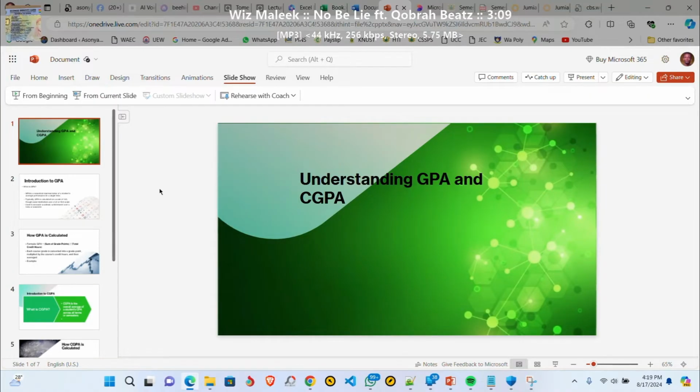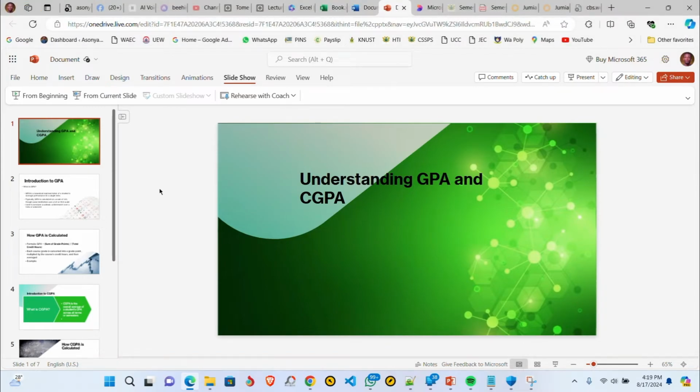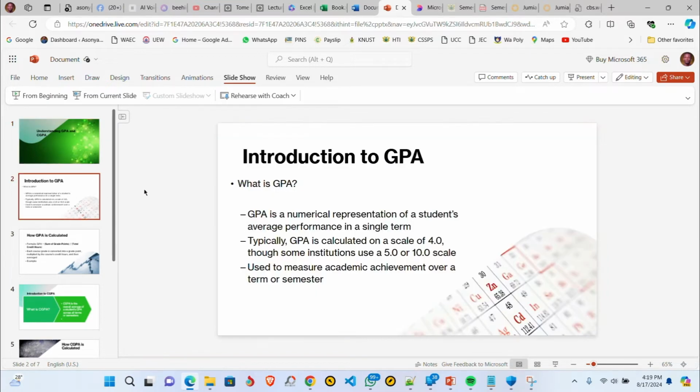Now, before we continue, let's have a look at what these key terms are: GPAs and CGPAs. What are they exactly? I made a small slide just to explain these key terms so that you can have the basic understanding before we go into the practical calculation. So let's have a look at them.